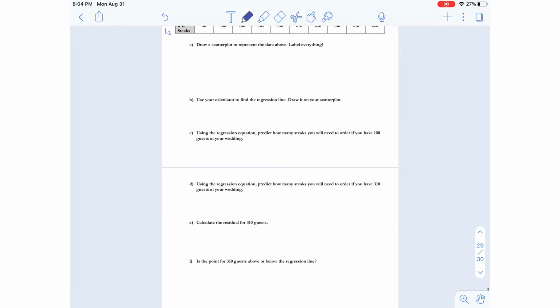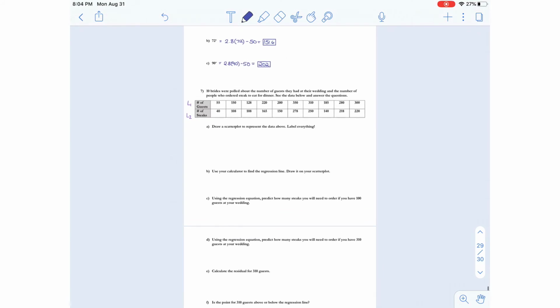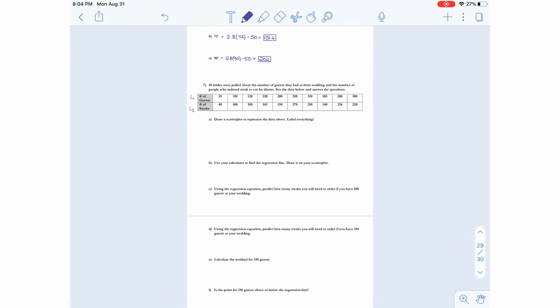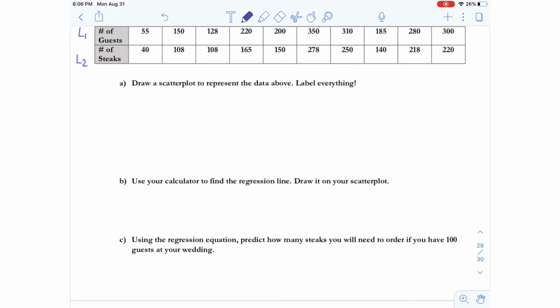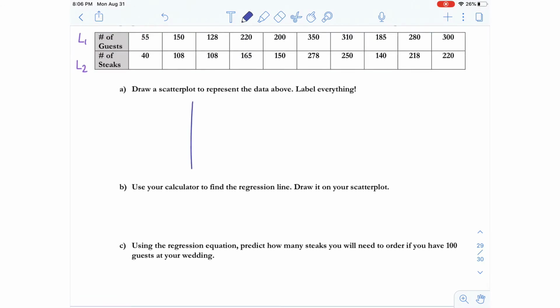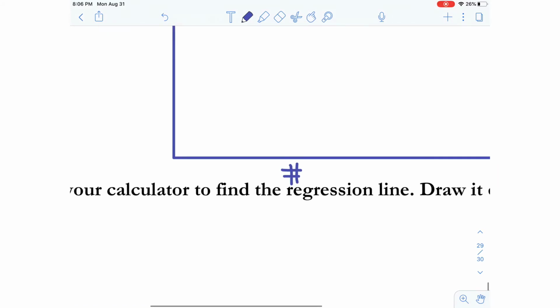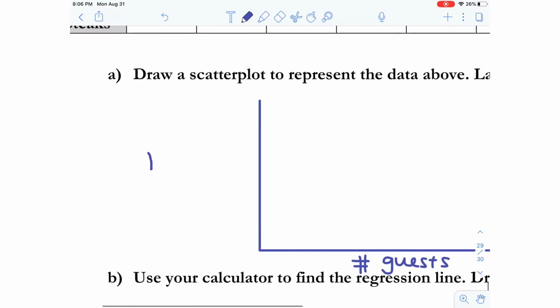All right, last problem, guys. Let's go ahead. I need to take a second to enter all of this into L1 and L2. To do that, I'm going to go to Stat, Edit. Okay, now I have entered all of my data into my L1 and L2 in the calculator. I'm going to skip drawing the scatter plot. You can check out my answer key for that, but obviously make sure you label your axes. My x's are the number of guests, and my y is going to be the number of steaks.